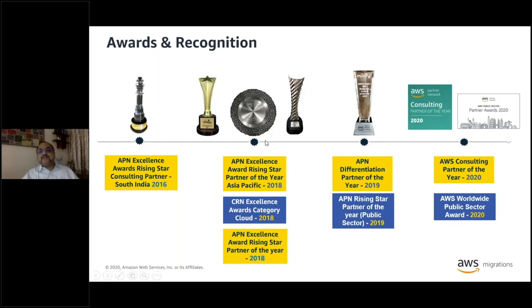So this is a very partial list. We have a wall full of them in the office. So we have been receiving these. I'm sure from the second year onwards itself, we started getting a lot of awards for our implementation.